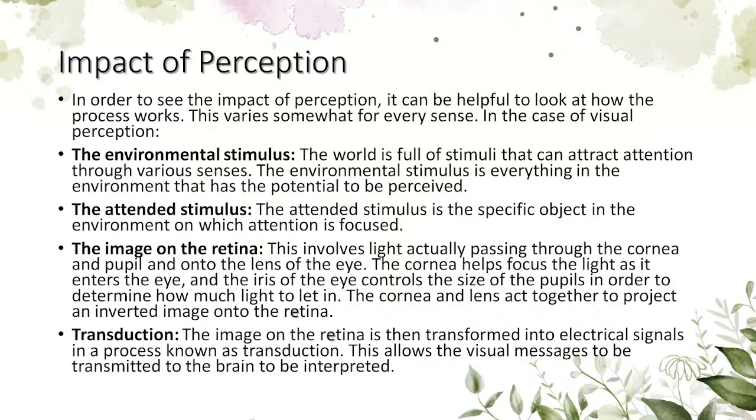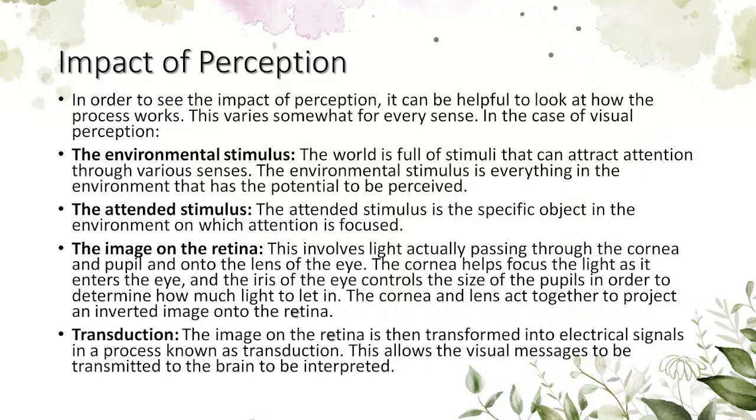process works. This varies somewhat for every sense, in the case of visual perception. First, the environmental stimuli. The world is full of stimuli that can attract our attention through various senses. The environmental stimuli is everything in the environment that has the potential to be perceived. The attended stimulus. The attended stimulus is the specific object in the environment on which attention is focused.